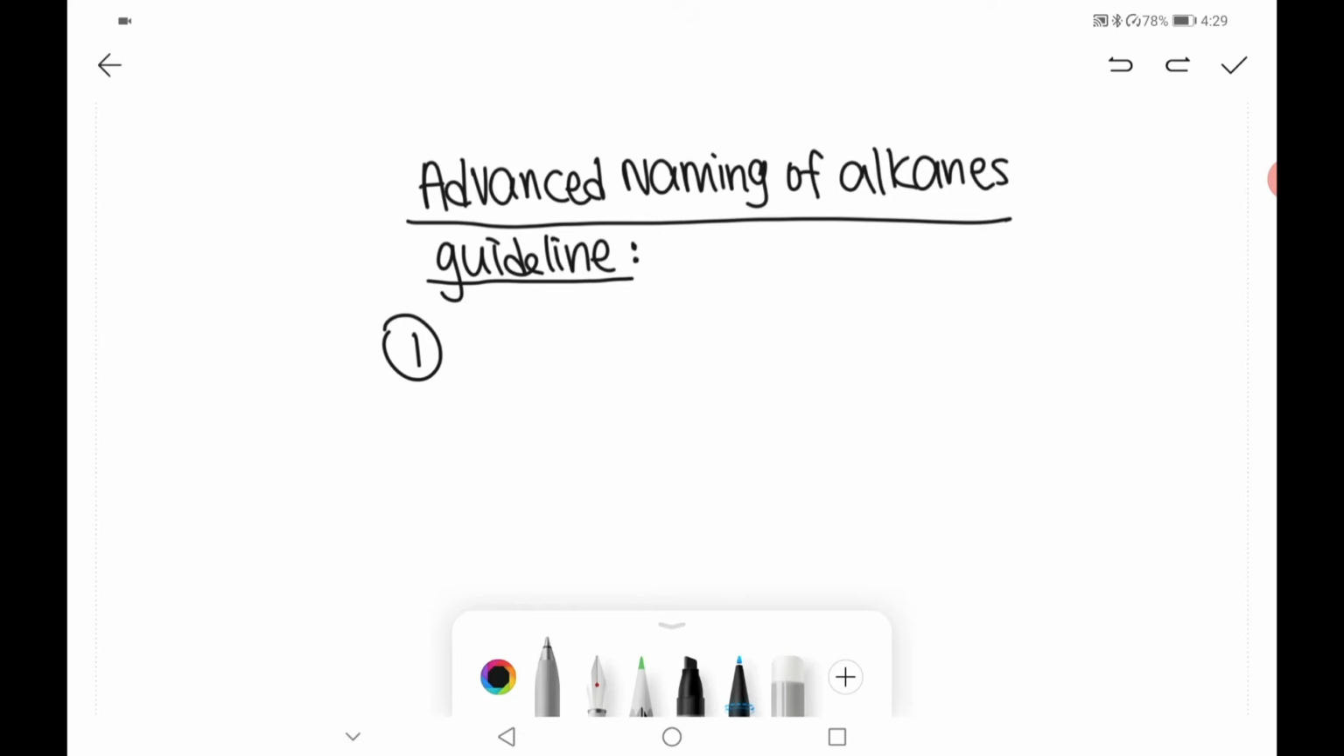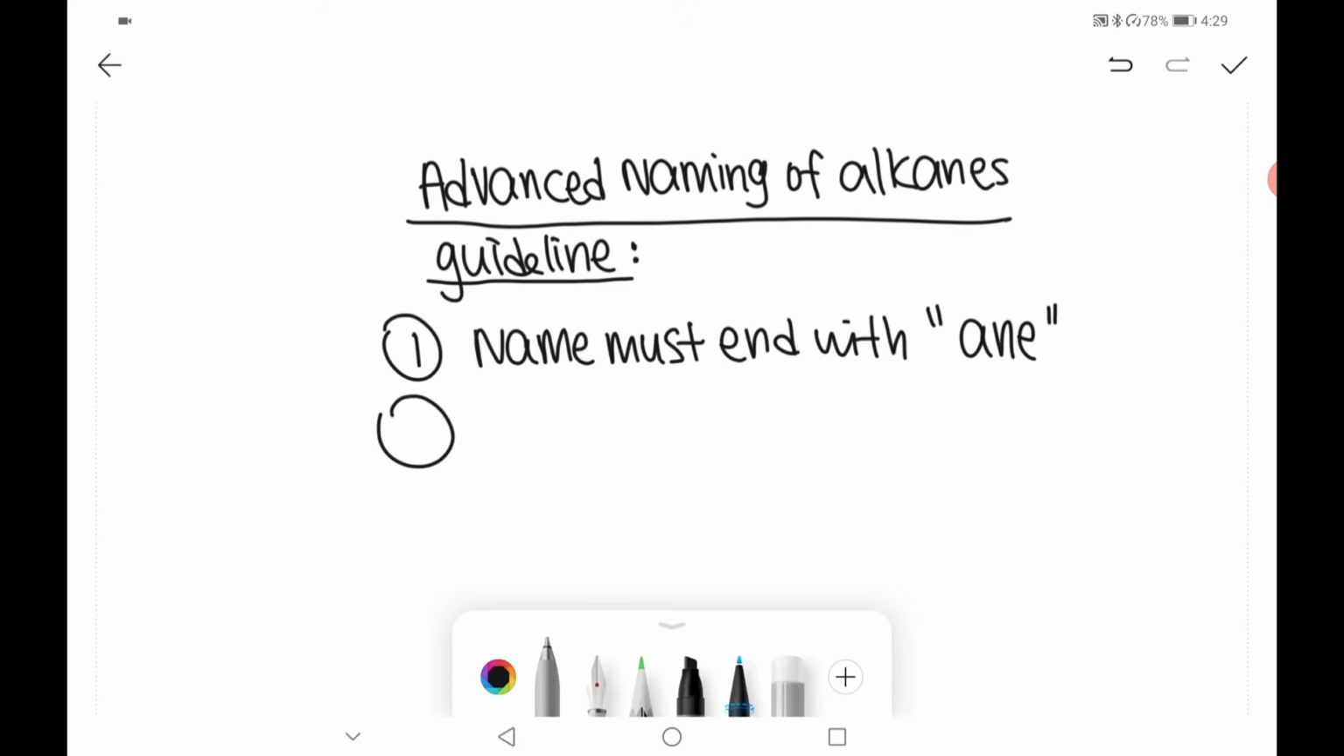Yeah, no more alkene, no more alcohol. So now we only focus on alkane. If you want to name the alkane, you must know the name must end with ane. If today we want to name alkane, the name must end with ane.